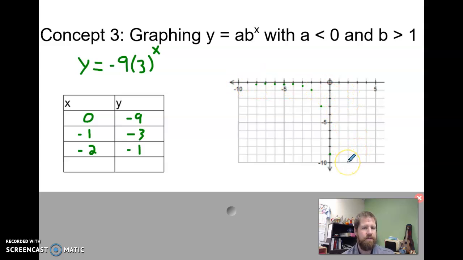What is good to note, though, on these, and I can draw out my graph just so you can see that that curve does look pretty similar to that last one we had. All of this part should be closer to the x-axis than this.